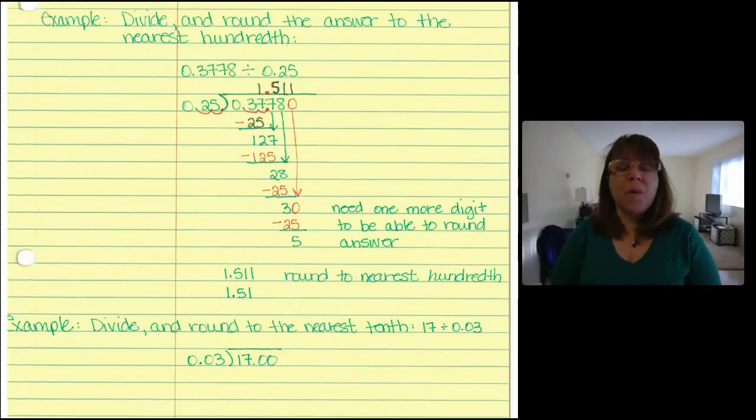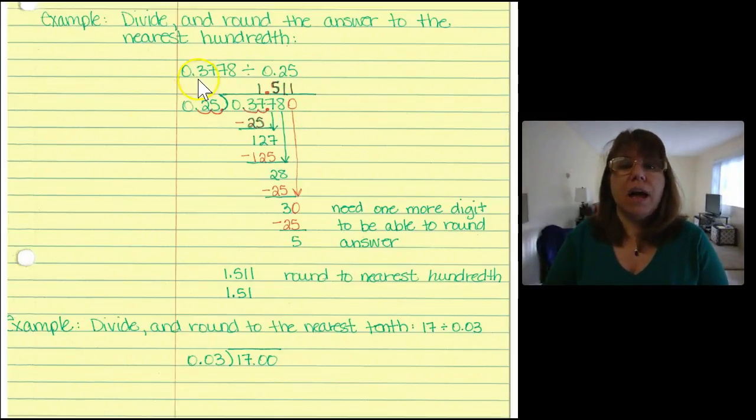Let's attempt another problem. This time we're going to divide and we're going to round our answer to the nearest place position, this time to the nearest hundredth. So what I want to do is carry my quotient, my answer, out to the thousandth position. And then after my thousandth position, I can stop, even though I might not be done with my division. That's okay, because I'm going to round, but I need that thousandth position to be able to round my hundredth position.